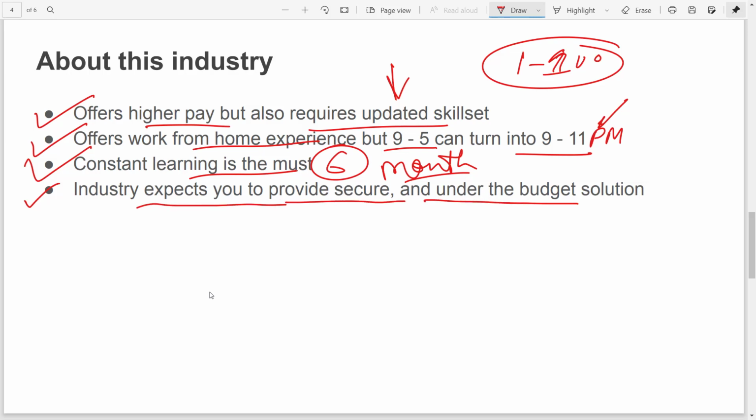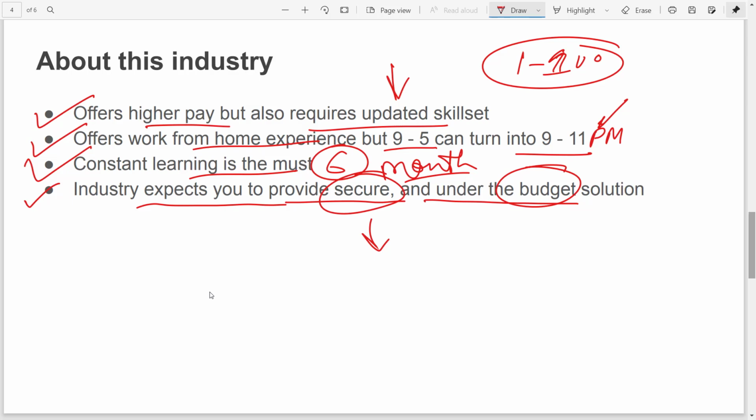Now this is something which I wanted to mention right now, because this may become very important for you 1 year or 1.5 years down the line. They're going to expect you to provide a secure solution which is under the budget, because again that is what human beings want. They want the most secure room for the most affordable price they can have. So that is what the industry is expecting out of you.